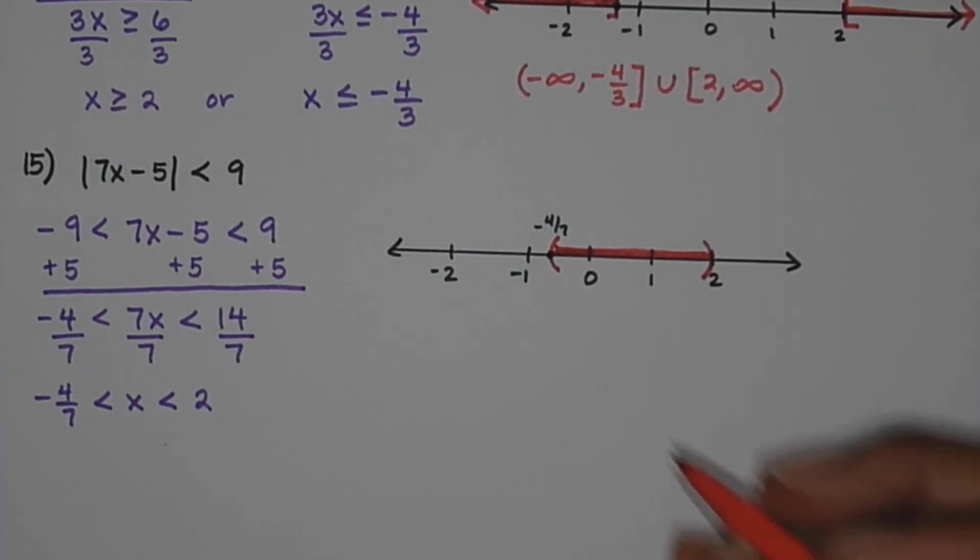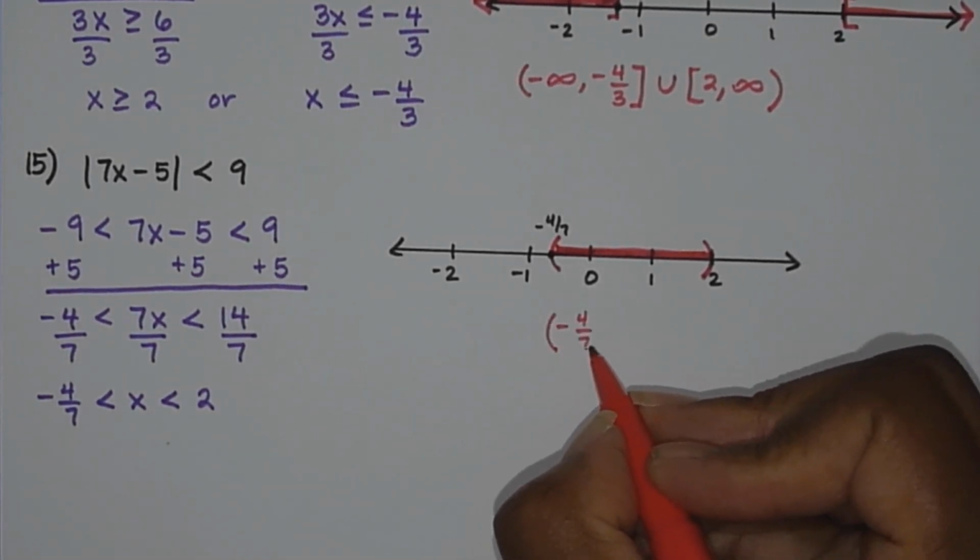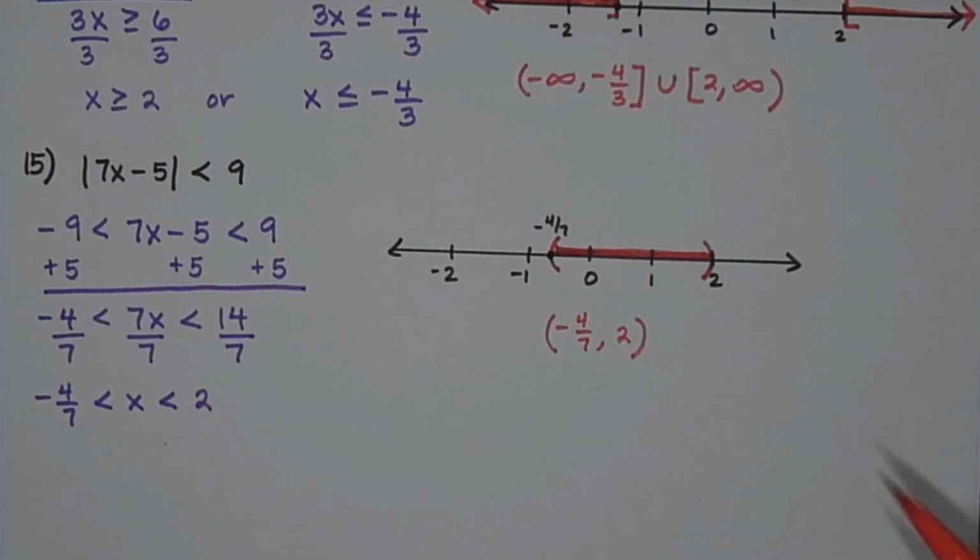Now for the interval notation, left parenthesis for negative 4/7, comma, 2 right parenthesis. So that would be your interval notation for that solution set. All right, questions on number 15.